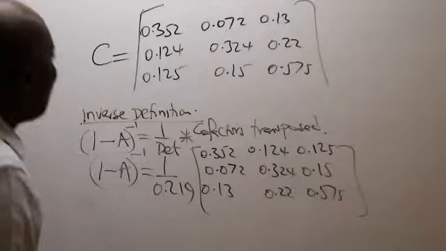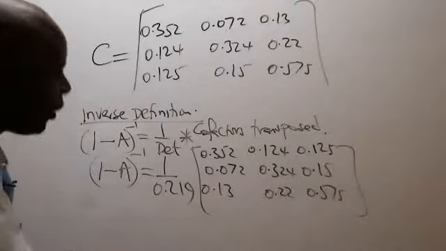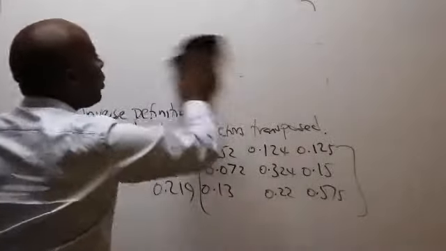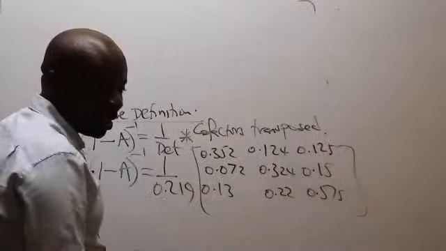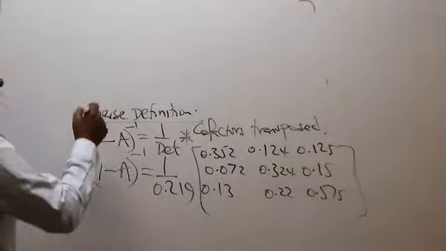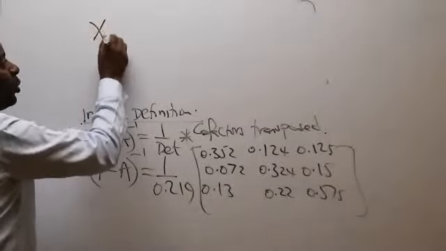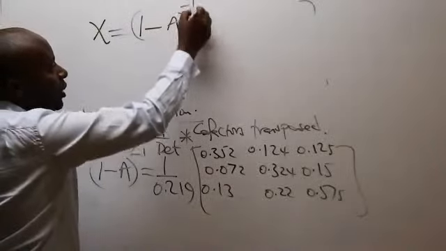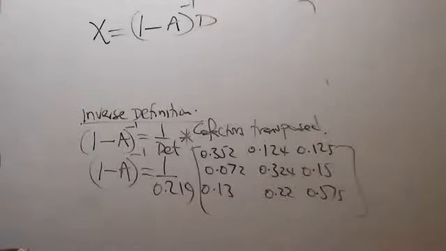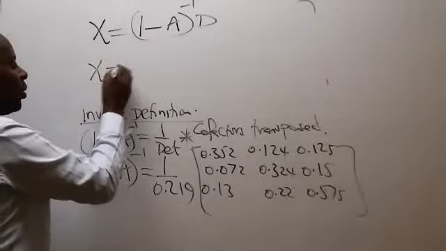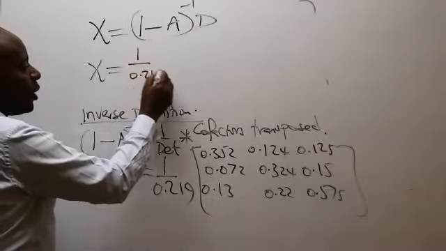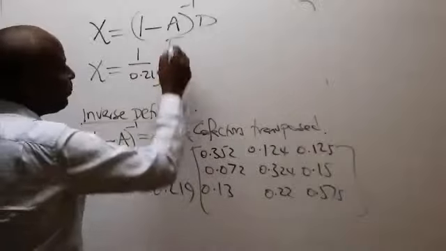Now, ladies and gentlemen, once you have gotten the inverse nicely, the next thing you have got to do is to recall the formula that we wanted to get here. Remember our input-output equation says that our x should be equal to (I minus A) inverse multiplied by D. So our x will be equal to (I minus A) inverse, which is 1 over 0.219 into the whole of this.